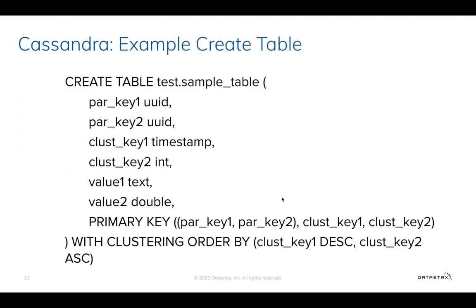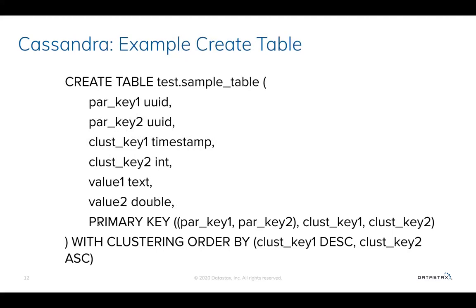And then here's an example of how to create a table. So it's a simple create table statement. Test is the keyspace, sample table is the table name. And then you have a partition key one, which is UID in nature, partition key two, which is UID in nature, clustering key one, timestamp, clustering key two, integer, value one, text, value two, double.